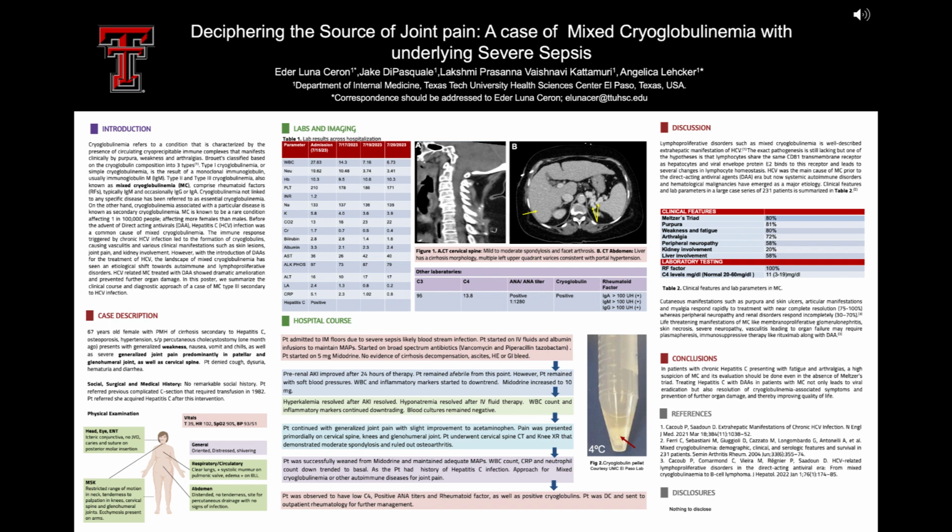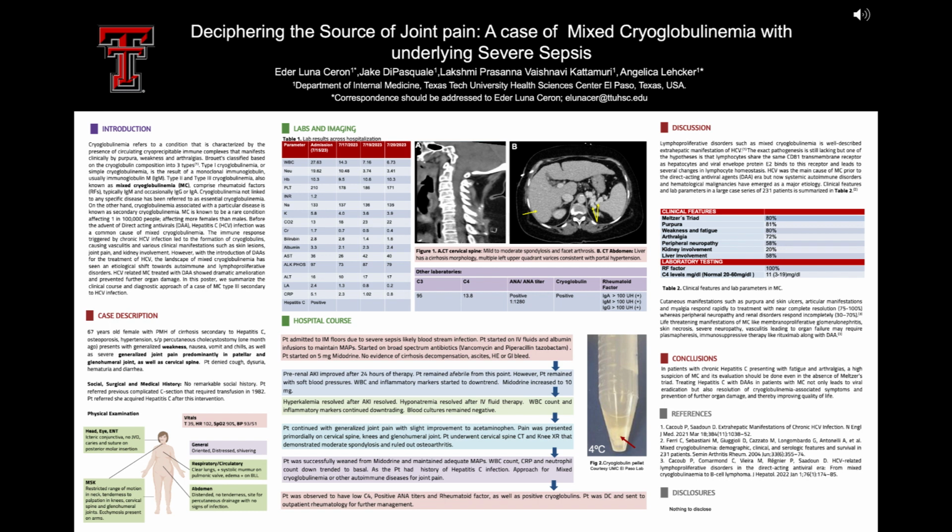The patient was admitted to internal medicine floors due to severe sepsis, likely from bloodstream infection. The patient was started on IV fluids as well as albumin infusions to maintain blood pressures. The patient was started on broad-spectrum antibiotics such as vancomycin and piperacillin tazobactam. The patient was also started on 5 milligrams of midodrine.